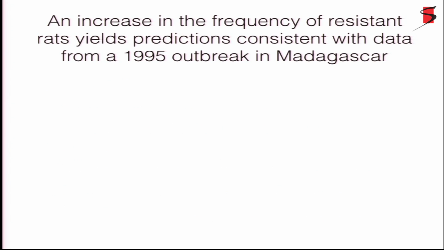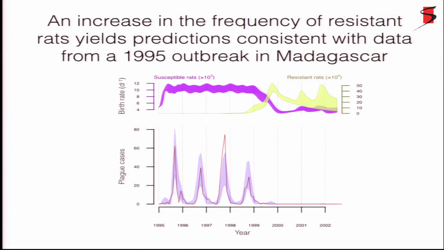So that increase of frequency of resistant rats also yields predictions that are consistent with data from, this is just an offhand sort of little analysis we did, an outbreak in Madagascar in recent times. You can run the same analysis on Madagascar and it fits the data fairly well. We see only the rise of resistant rats very late in the epidemic, but it can still fit that.